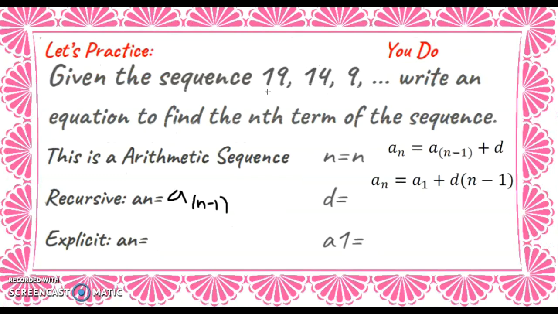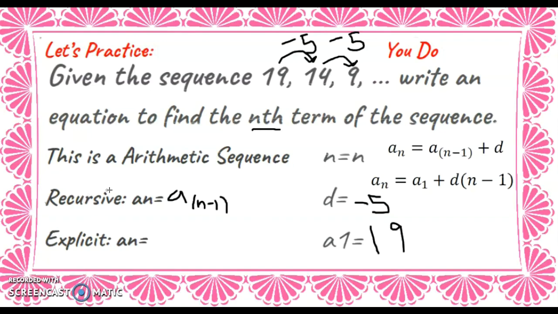Given the sequence 19, 14, 9, write an equation to find the nth term of the sequence. So it looks like we're going to be subtracting. So minus 5. 19 minus 5 is 14. 14 minus 5 is 9. So our common difference is negative 5. And our first term is 19. And n is just n because you're looking for the nth term.